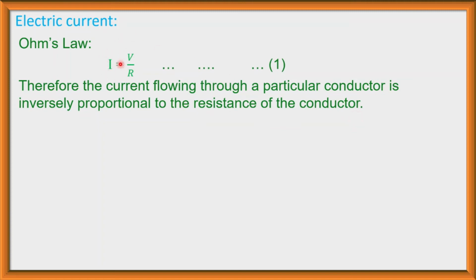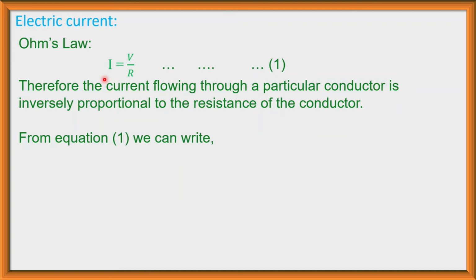That is, current flow is directly proportional to the potential difference V, but current flow I is inversely proportional to the resistance. If the resistance is increased, current flow will be decreased. If the resistance is decreased, current flow will be increased. But if potential difference V is increased, current flow will be increased. If potential difference V is decreased, then current flow will be decreased. More potential difference, more current. More resistance, less current.